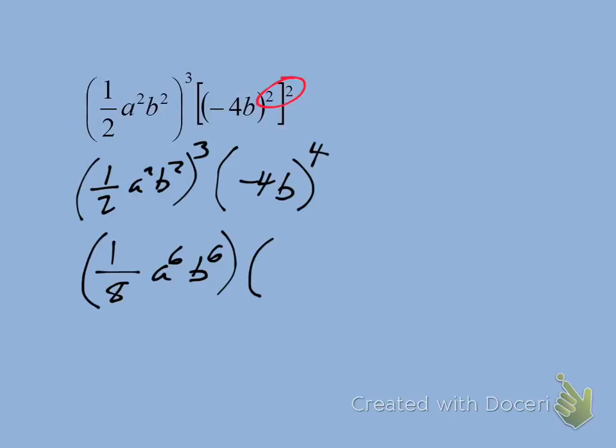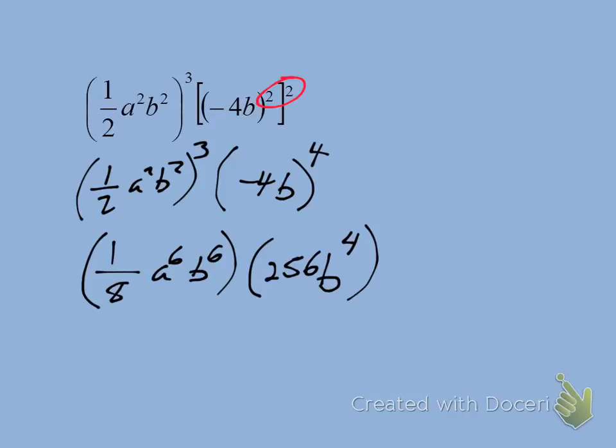Times, okay, we're going to get B to the 4th there. Well, first off, negative 4 to the 4th power is going to result in what type of number? Positive or negative? Positive. So then what's 4 to the 4th? I was thinking 256, right? Because 4 cubed is 64, and 4 to the 4th should be 256.